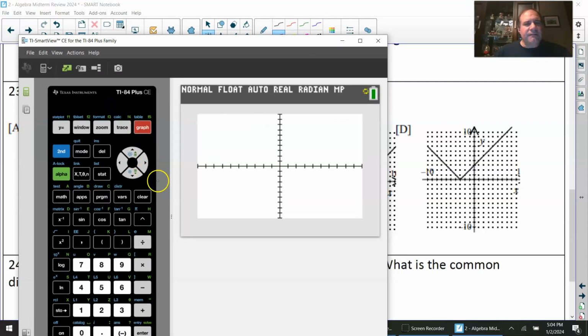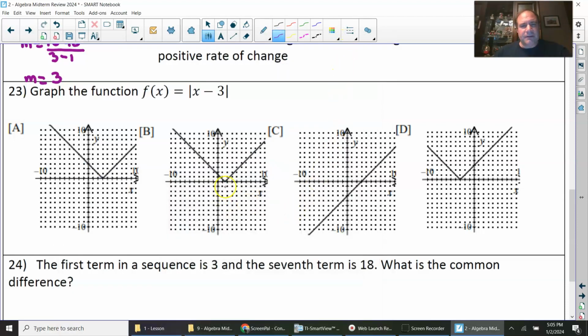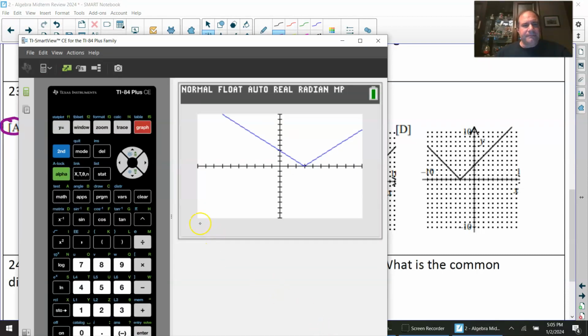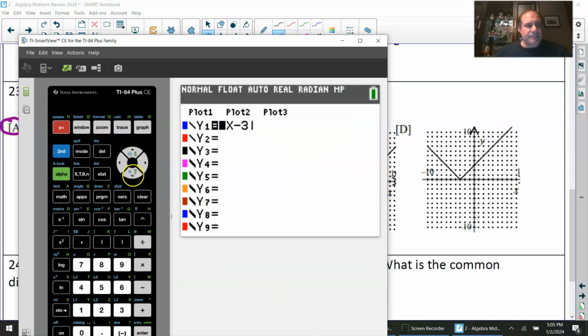We press graph, and since it's an absolute value of x minus 3, you'd think it's going to move to the left because it's minus 3. But since it's inside the absolute value, it moves to the right. And so you're looking for a graph that moves to the right 3. And this is the answer. And everything is based on the actual parent function of absolute value of x.